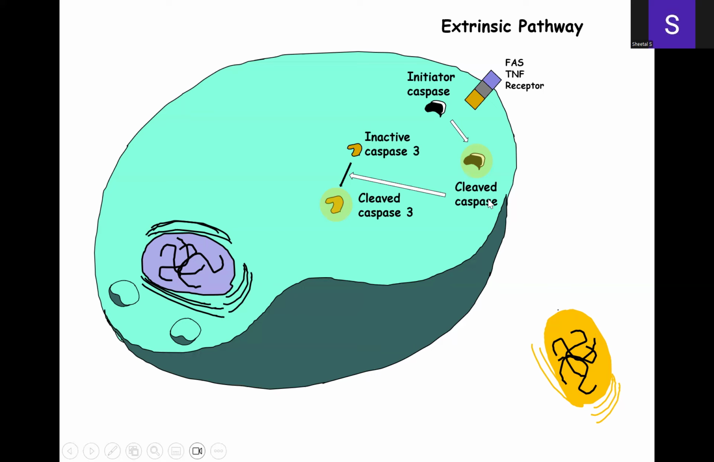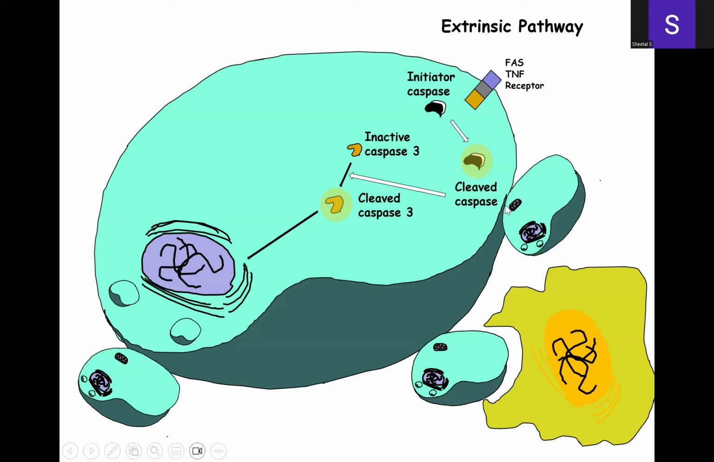So this cleaved caspase will further bring about cleavage and activation of the actual executor caspase, that is caspase 3, which gets activated on cleavage. So caspase 3 will then bring about the downstream apoptotic response, such as the formation or blebbing of the cells, degradation of the DNA, and then these blebbed cells are engulfed by the macrophages.